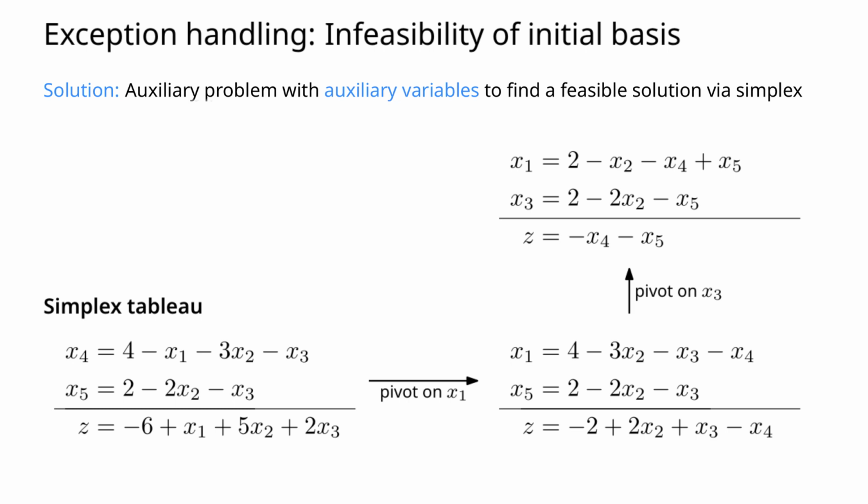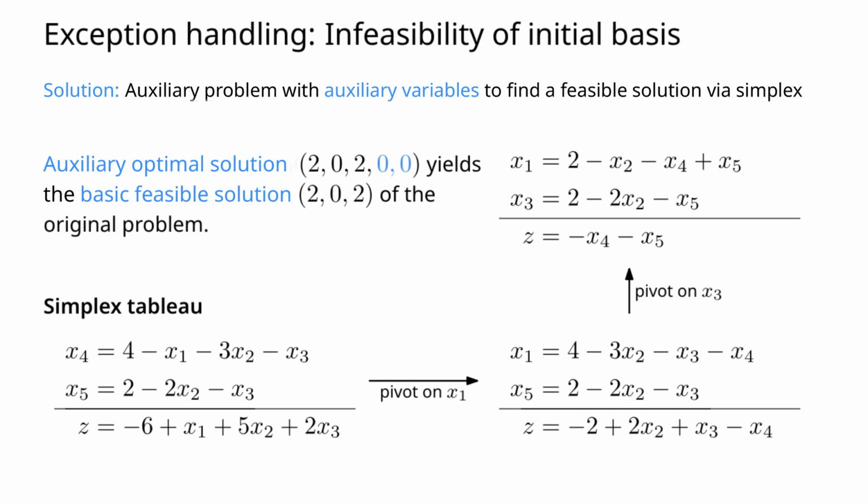And what we have now here is that z is -x4 minus x5. Now we achieved what we wanted to achieve. Both of the initial basic variables, which were our auxiliary variables, are now in the non-basic variables, so we can simply set them to 0 and we have a solution. So the optimal solution to our auxiliary problem is 2, 0, 2, 0, 0. And this now gives me a basic feasible solution to my initial LP, namely simply the 2, 0, 2.